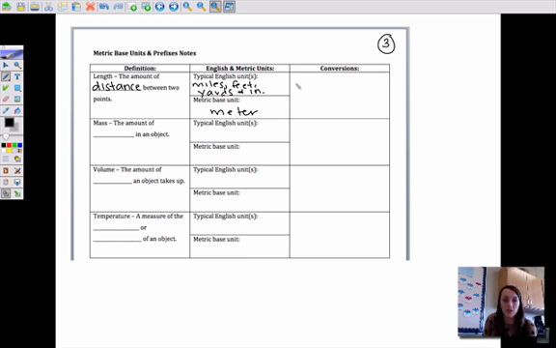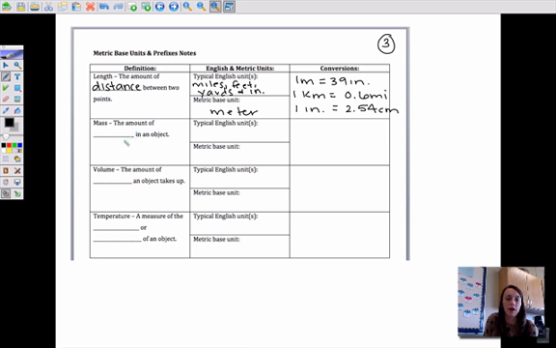So some conversions from English to metric, so 1 meter is equal to about 39 inches. 1 kilometer is equal to about 0.6 miles. And 1 inch, which is English, is equal to about 2.54 centimeters.